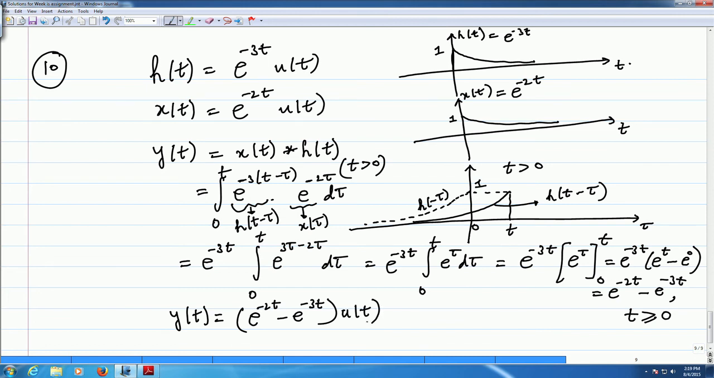I can simply write it as times u of t, because for t less than 0 I know the convolution is 0, for t greater than 0 I know it is simply e power minus 2t minus e power minus 3t. Okay. So, now you go back to the question, which simply asks that the answer is in the form of a e power minus 2t plus b e power minus 3t. So, you have to identify a and b, and you can simply look up and say a equals 1, b equals minus 1, and 1 comma minus 1 is the answer. Okay. So, that is question number 10.